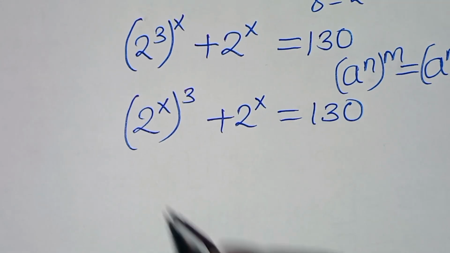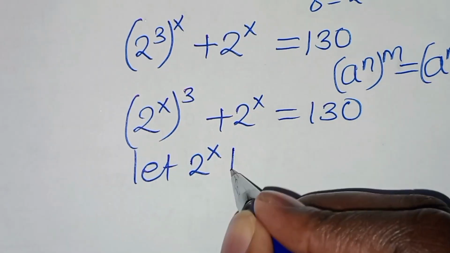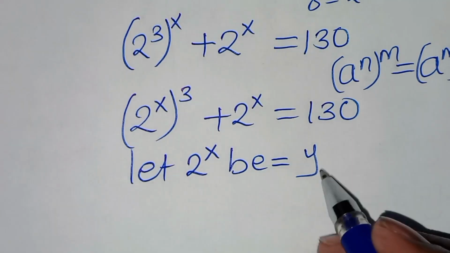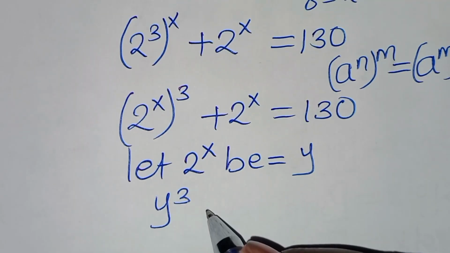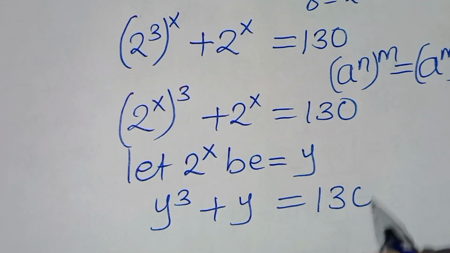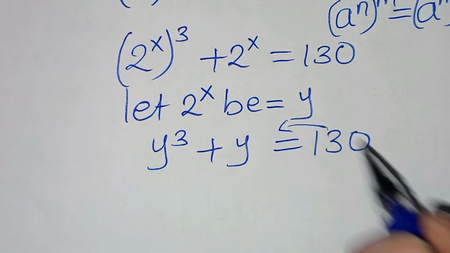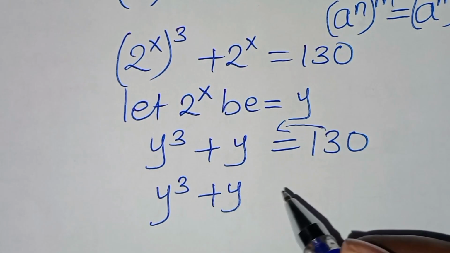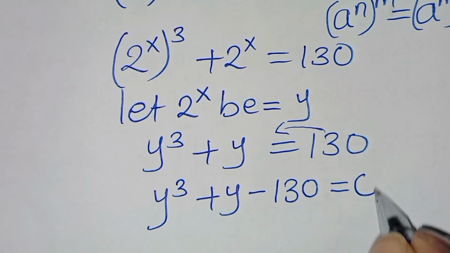Now, the next step from here, we can let 2 to the power of x be equal to y. Substituting y, this implies that we have y to the power 3 plus y. This is equal to 130. Let's take 130 to the left hand side so that we have y to the power 3 plus y, subtract 130. This is equal to 0.